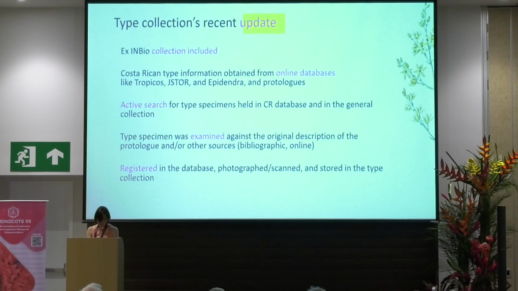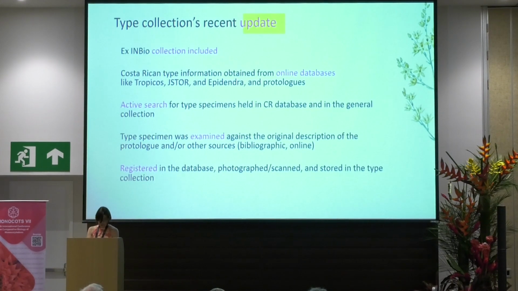First, all Costa Rican type information was obtained from online databases like Tropicos, JSTOR, Epidendra, and also from the original descriptions. This resulted in a data set of the taxa references, names of the person who collected the specimen, type categories, locations, and other important data related to type specimens. With this data set, it was possible to look at the type specimens present in the herbarium.